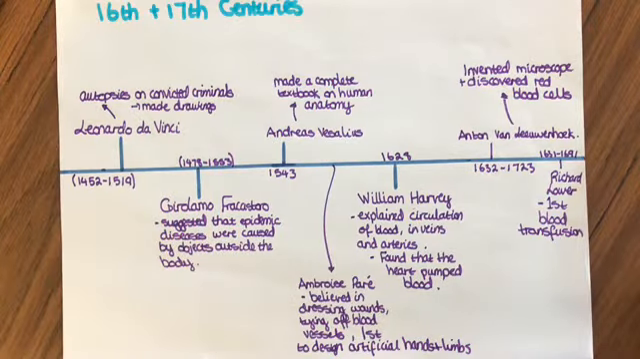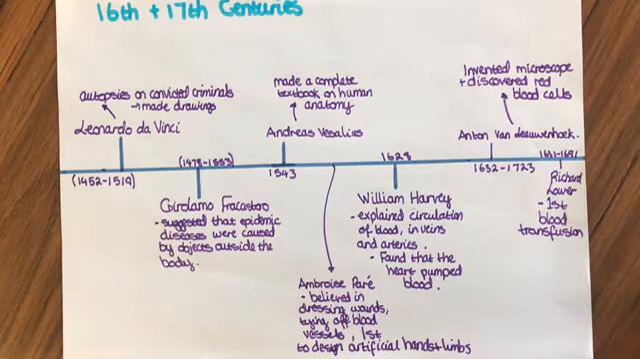So next we're going to talk about the 16th and 17th centuries. So towards the beginning, Leonardo da Vinci did autopsies on convicted criminals and made drawings to increase our understanding of human anatomy. Then Girolamo Fracastoro suggested that epidemic diseases were caused by objects outside the body.